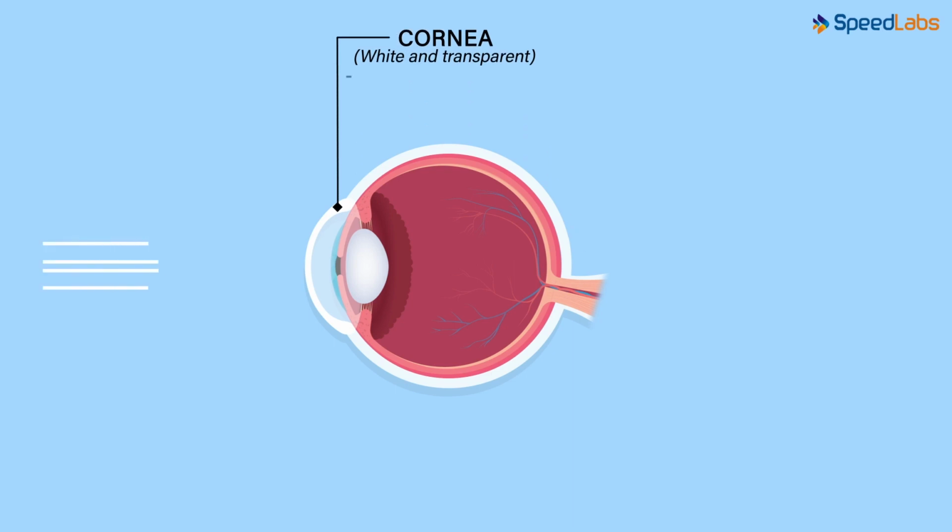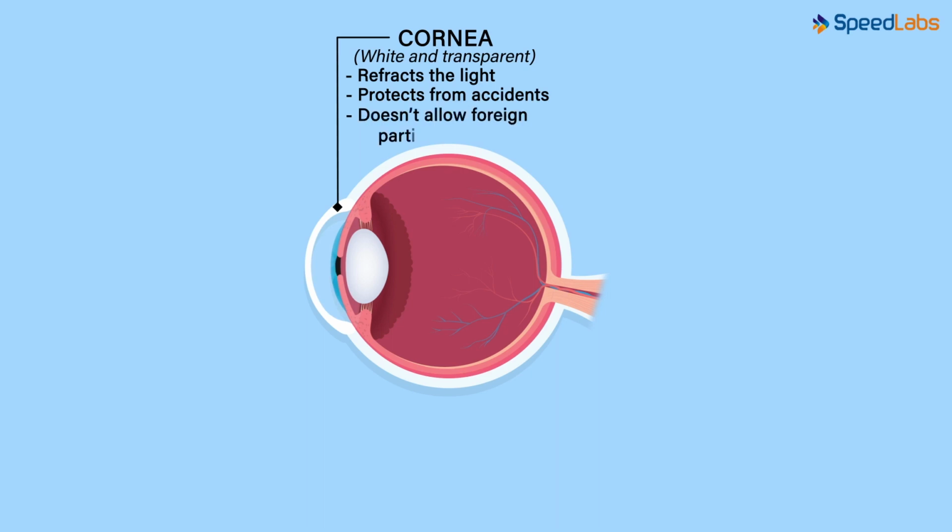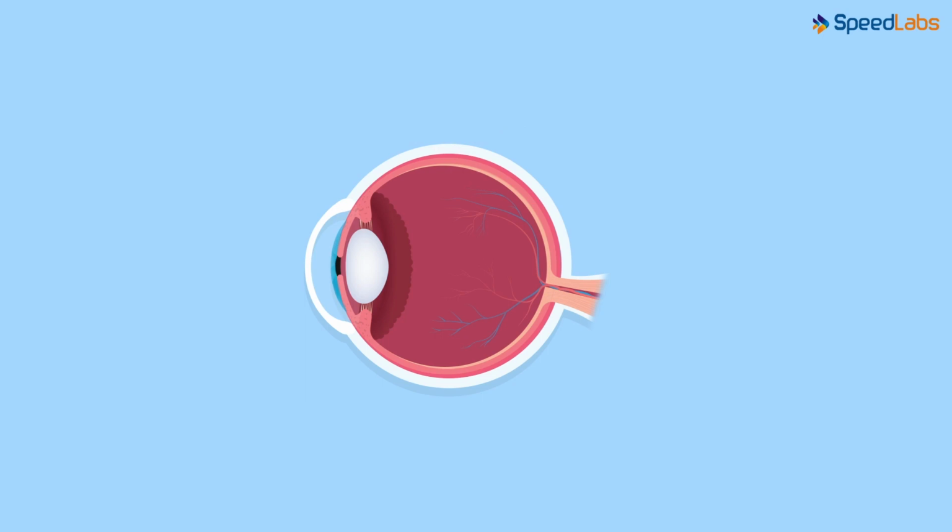In fact, the cornea refracts or bends the light passing through it. And much of the refraction inside the eye is done by the cornea. But wait, it not only refracts light but also protects the inner parts of the eye. It acts like a tough front wall of the eye, protecting the interior of the eye from accidents, and also does not allow foreign particles to enter. Okay, so this was all about the outer layer of the eye. Let's now talk about the things present inside.